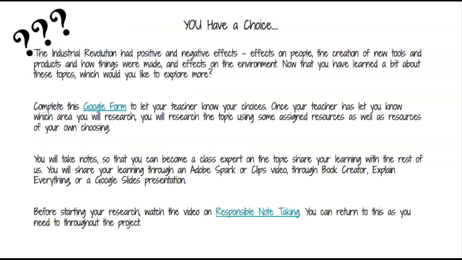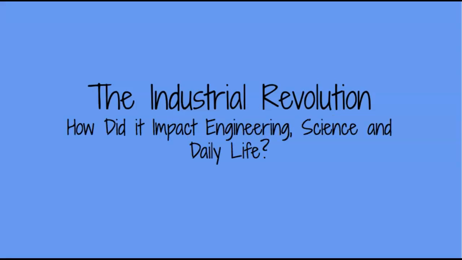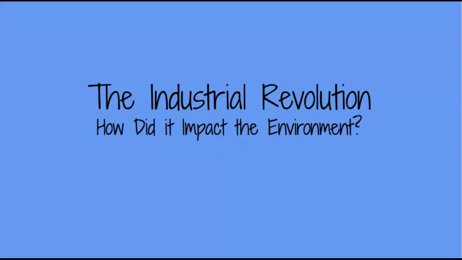And at this point in the project, students have some choice from this point on of what topics within the Industrial Revolution they would like to learn more about. So they have three choices. They are how the Industrial Revolution impacted people's lives, how did it impact engineering, science, and daily life, that would include goods and services in daily life, and how did it impact the environment.